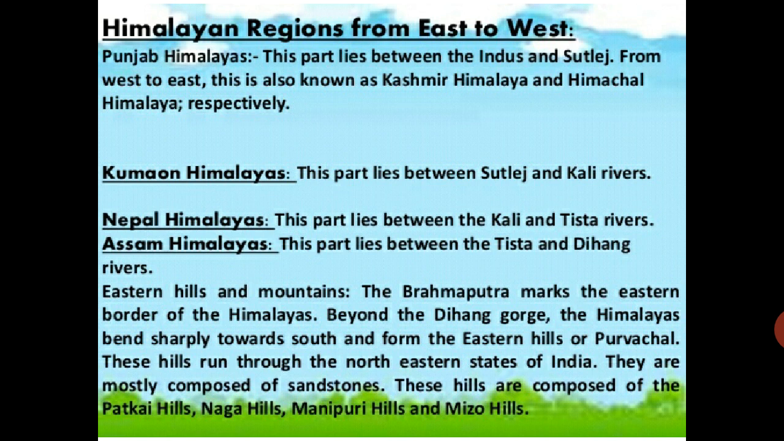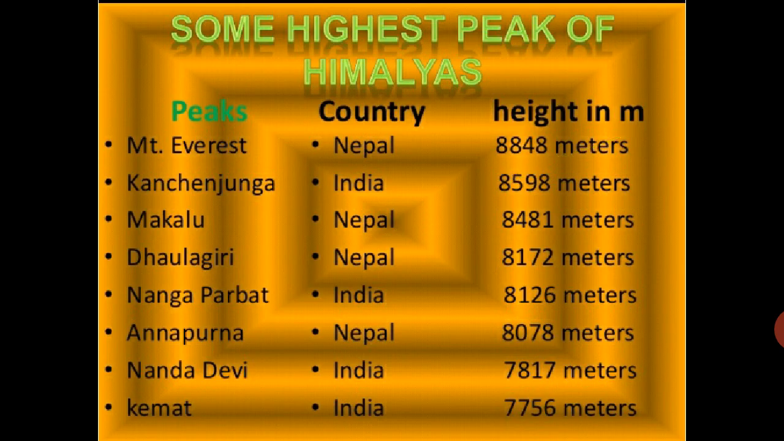So on the east side, the Assam side, what Himalayan ranges are there and how they are there is given. It is turning like this. Now some of the highest peaks of the Himalayas: Mount Everest, Kanchenjunga, Makalu, Dhaulagiri, Nanga Parbat, Annapurna, Nanda Devi, Kamet. These are some of the highest peaks of the Himalayas.